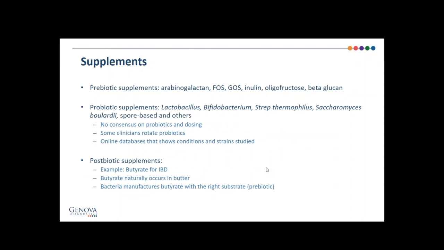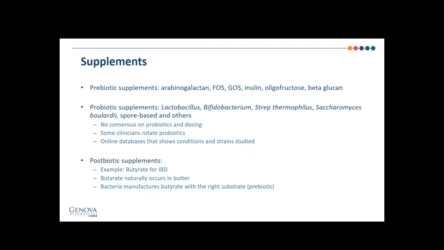This page is just talking about supplements, so a list of things that you might see as prebiotics and supplements are at the top. Probiotics would include lactobacillus, bifidobacterium, Saccharomyces, spore-based, and others. There's really no consensus on probiotics and dosing. Some clinicians rotate probiotics. There are online databases that show conditions and strains studied, things like Probiotic Advisor or usprobioticguide.com are some examples. And then there's postbiotic supplements out there.